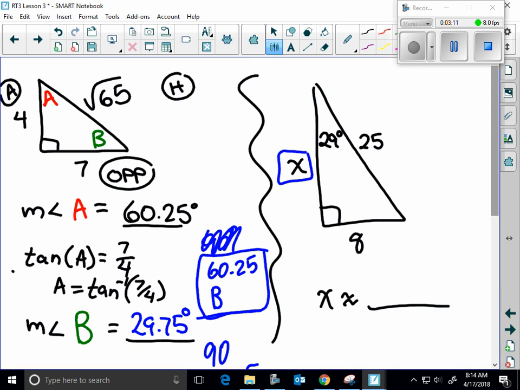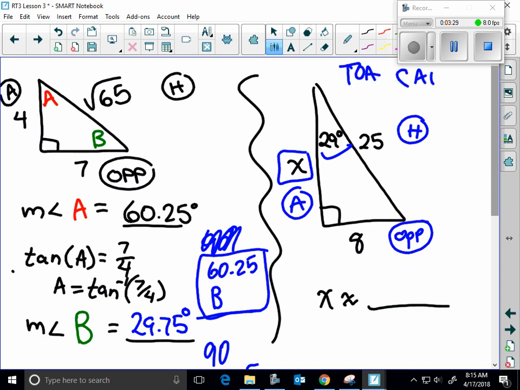Okay, so here's our angle 29. Here's our hypotenuse 25. Here's our opposite side 8. This is our adjacent side x. So if I have to include that adjacent side, that limits me to TOA and cosine, or CAH. Sine is out because it doesn't include the adjacent side. I don't care which one you use. Just for variety, I'm going to use cosine.